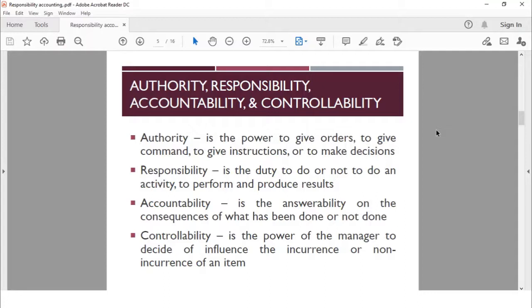Lastly, we have controllability. When we say controllability, it is the power of the manager to decide or influence the incurrence or non-incurrence of an item. So controllability has something to do with authority as well. Controllability is more on the span of your authority, how far your authority or what you can control extends. That is what controllability is about, which we later relate to responsibility centers.